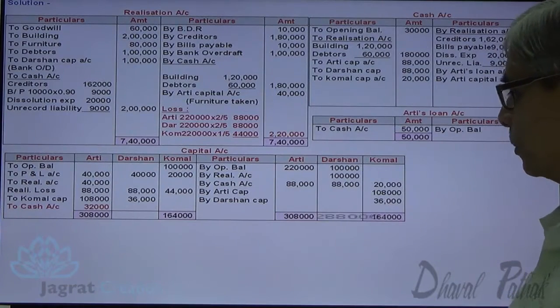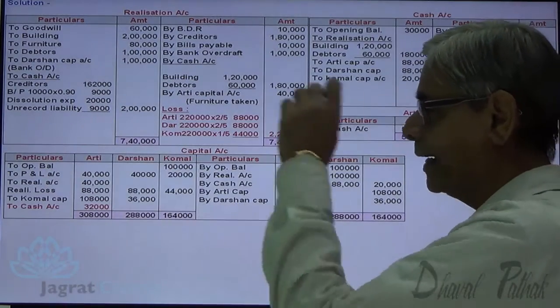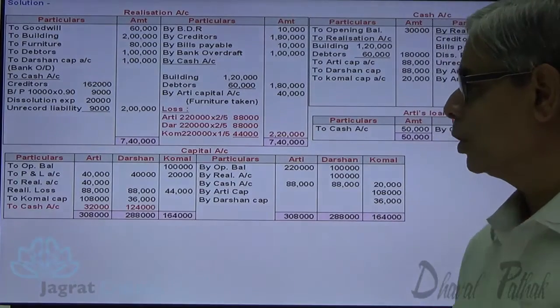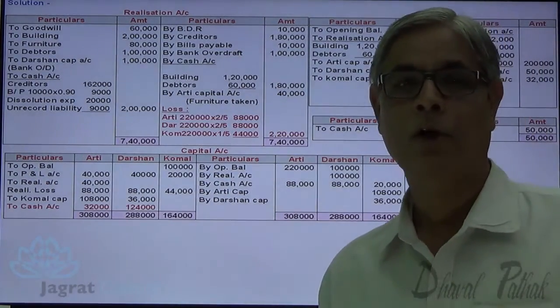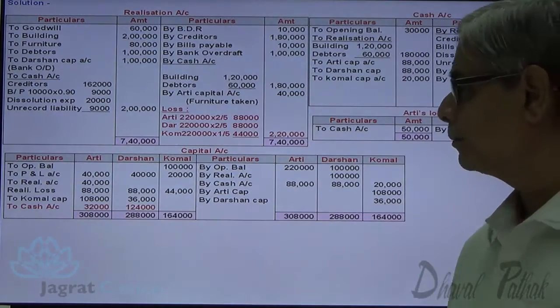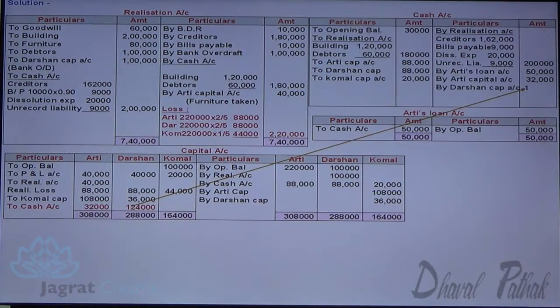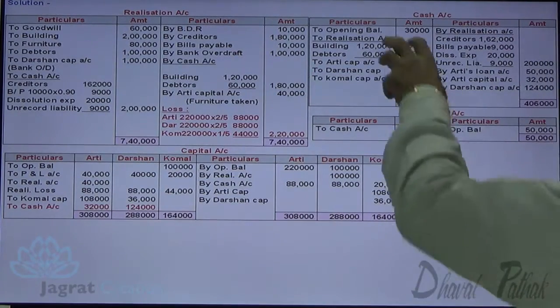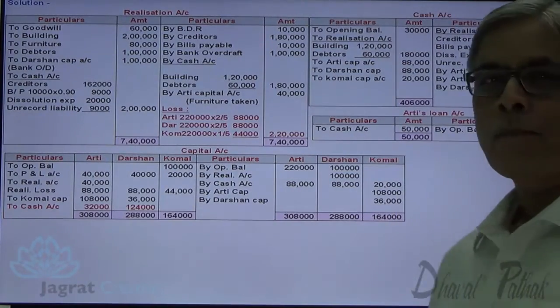In case of Darshan, total of credit side is 2,88,000. From this 2,88,000 deduct 40,000, 88,000 and 36,000. So 1,24,000 is the amount payable to Darshan on dissolution of the firm. Journal entry for that is Darshan's capital account debit 1,24,000 to cash account credit 1,24,000. This is how payment or redemption of capital is made. After that, you should make a total of cash account. Both the sides should agree.